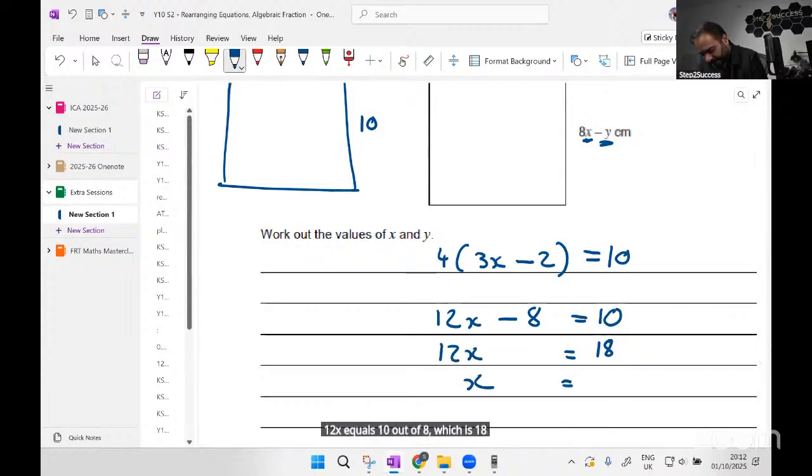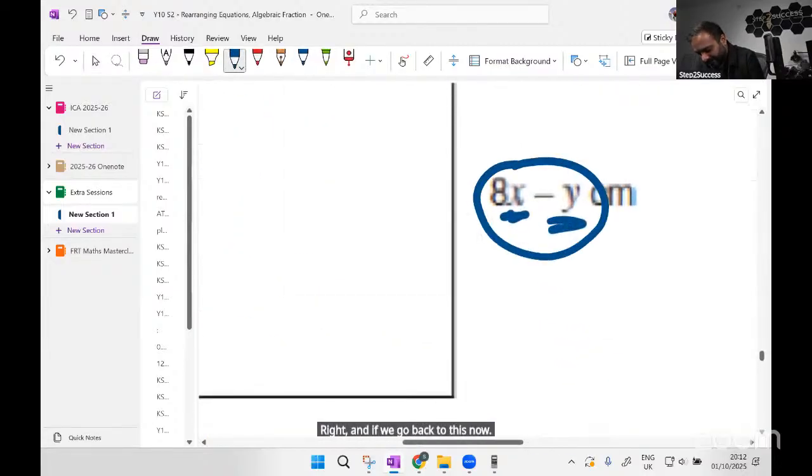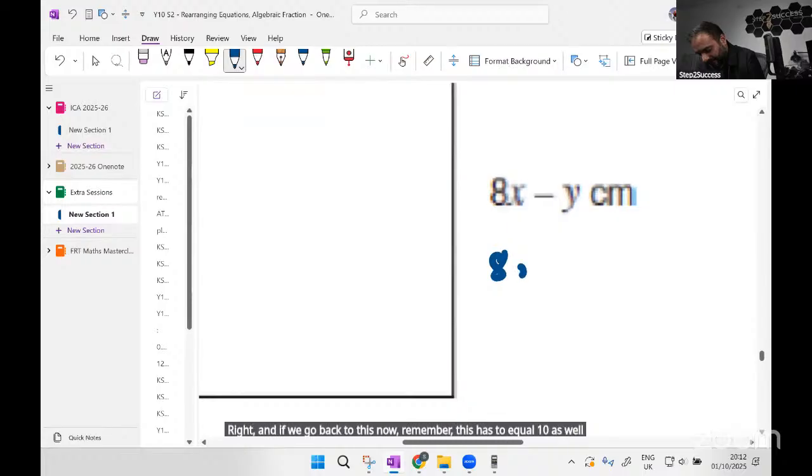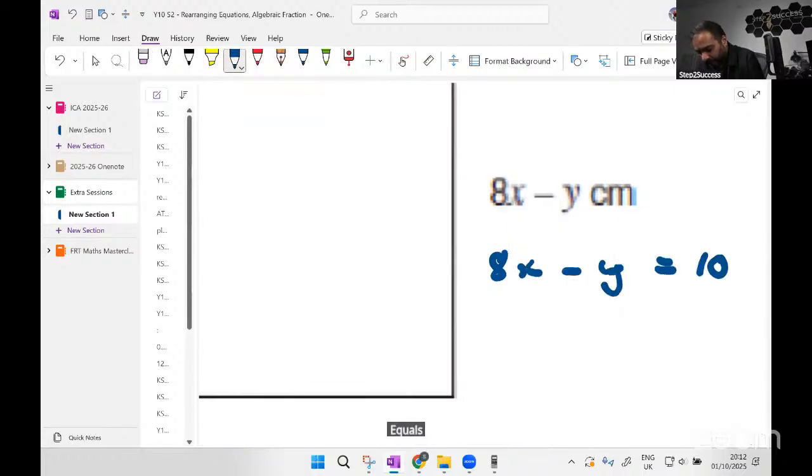X is 18 divided by 12, which is 3 over 2 again, isn't it? There's loads of 3 over 2s in this. Or 1.5. Right, so I've worked out that x is 1.5. And if we go back to this now, remember this has to equal 10 as well. So 8x minus y equals 10.